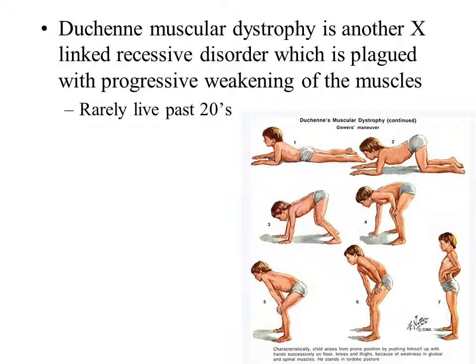Duchenne muscular dystrophy is another X-linked recessive disorder, which is plagued by progressive weakening of the muscles. The individual rarely lives past the age of 20.